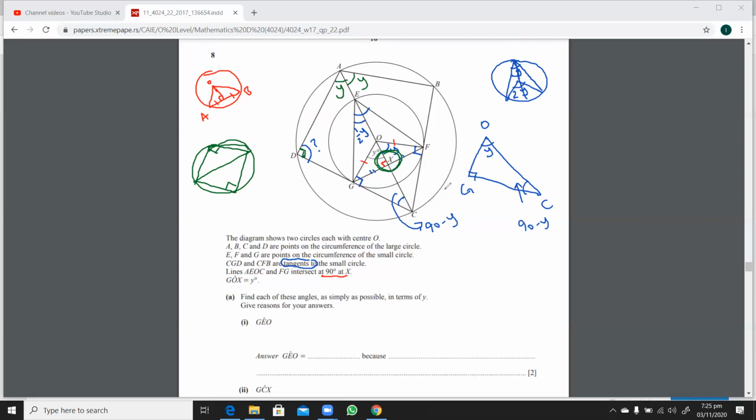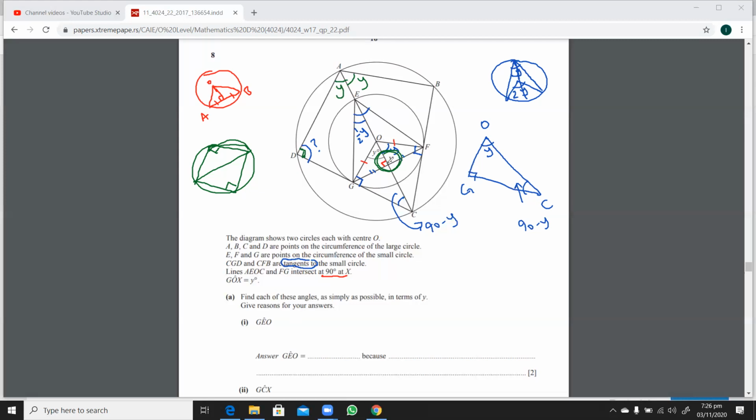Should we move on to the next question? What reason do we have to give for the answers? For this angle GEO, where was G? There is E and this O over here, okay?